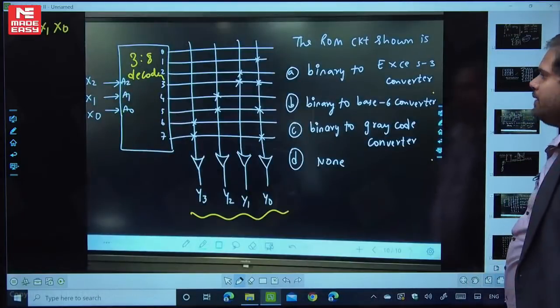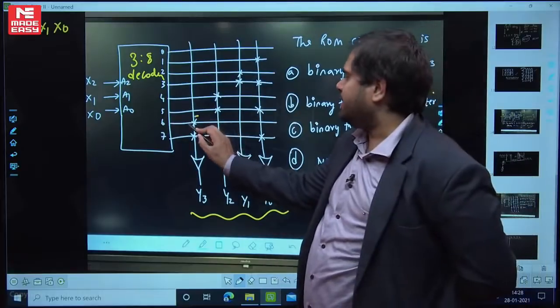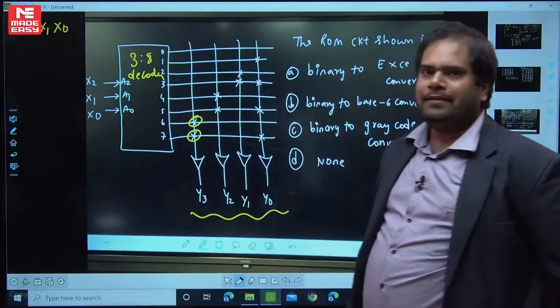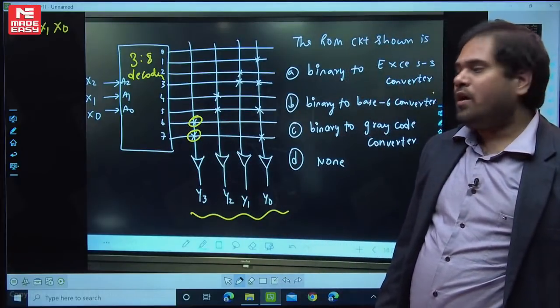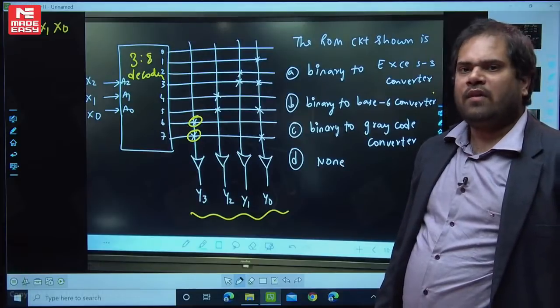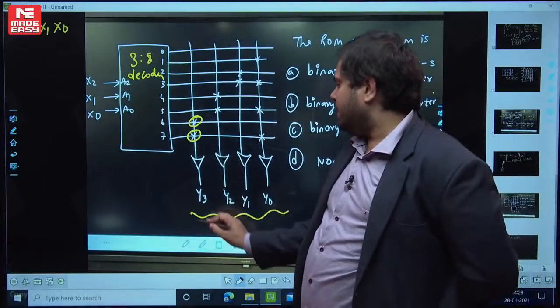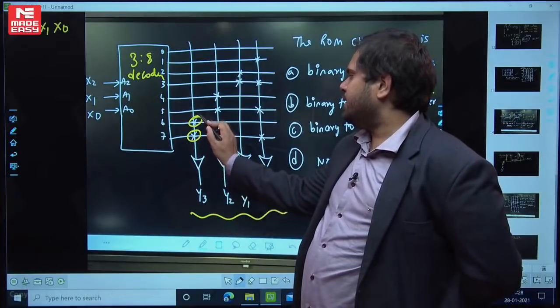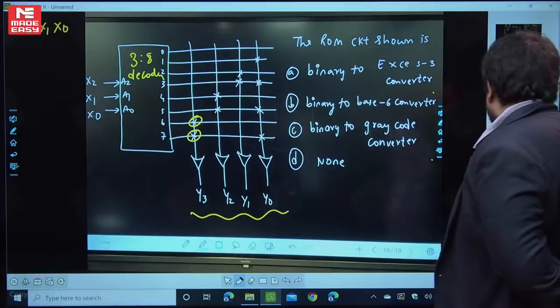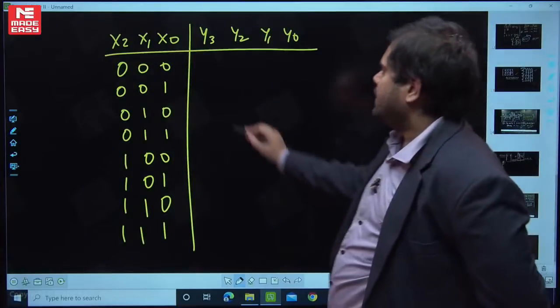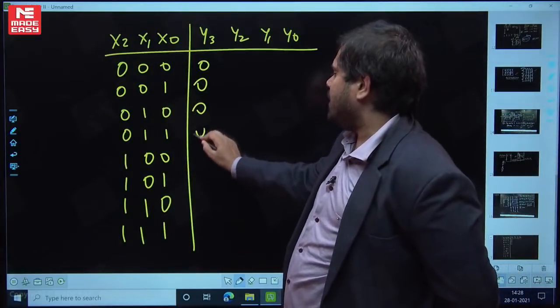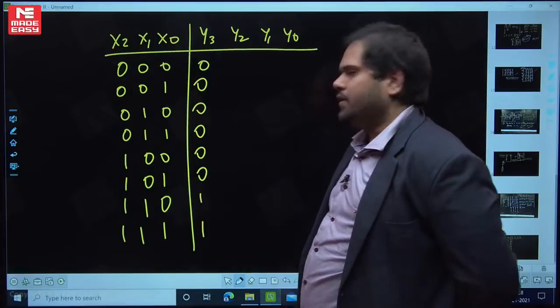What are the minterms for y3 बताइए, y3 का क्या क्या minterms है, जहाँ पे contact, these are called contacts. In the ROM these are called contacts. जहाँ पे contact है वहाँ पे 1 मान लीजिए. Wherever contacts are there, treat them as 1. So बताइए what are the contacts for y3, 6 and 7. For y3 6 and 7 are the contacts. Just fill up everything, 6 and 7 with 1s.